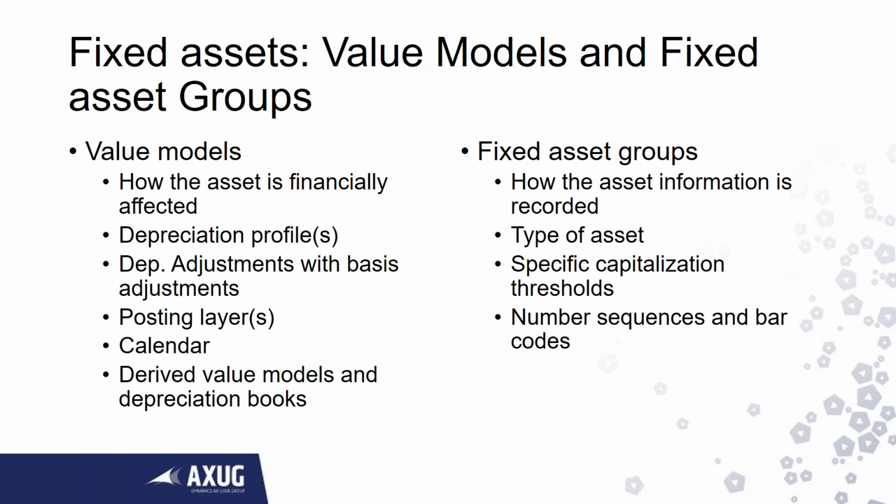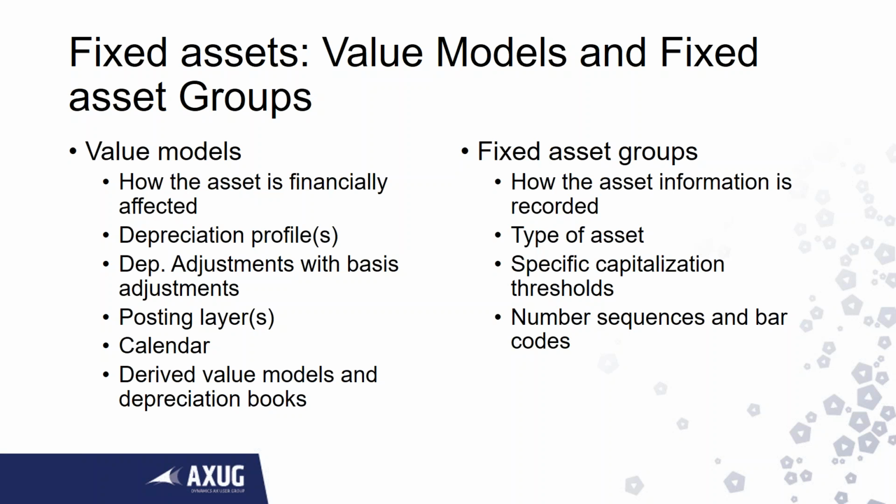The next thing I wanted to discuss is the setup of the value models in the fixed asset groups. So the value model is, how I look at it, is how the asset is financially affected. So in this form, you would set up what depreciation profile you're using. You could also set up an alternative depreciation profile. You would select this checkbox, this depreciation adjustments with basis adjustments. That is a checkbox to determine if you want to make any depreciation adjustments based on adjustments to the basis value of the asset. So it would automatically adjust depreciation when you do an acquisition adjustment, for example.